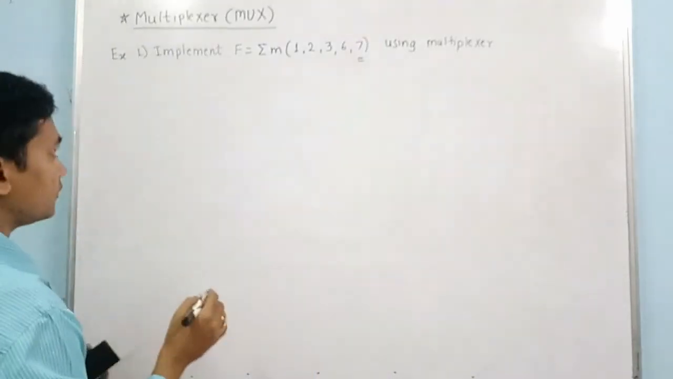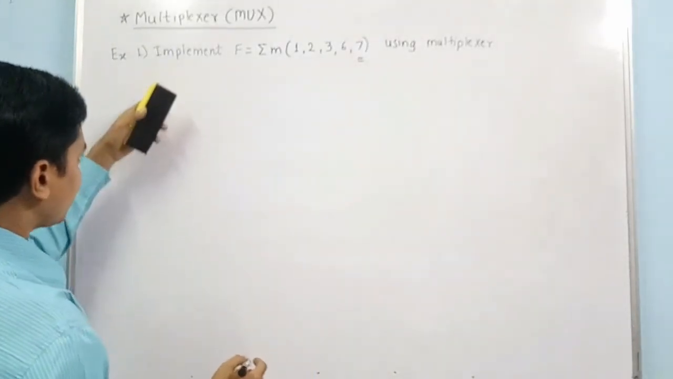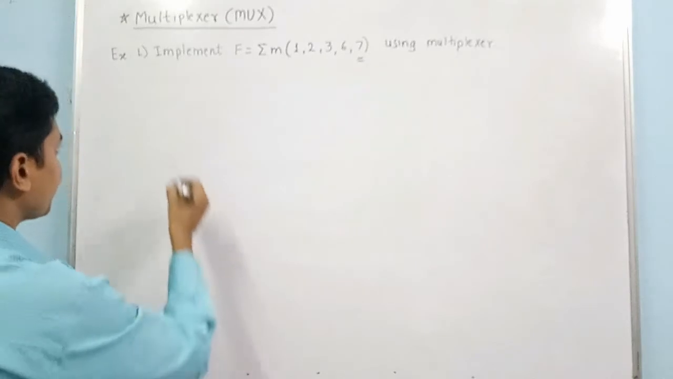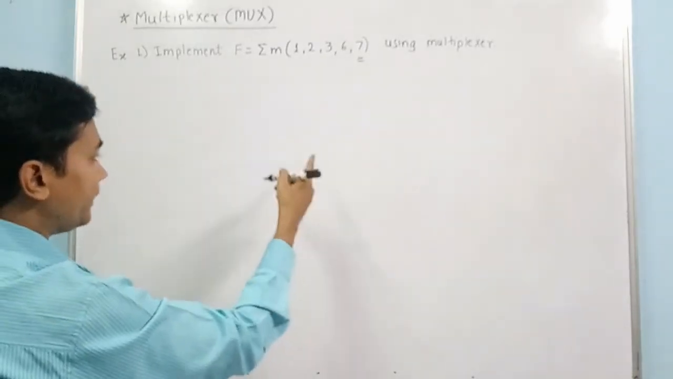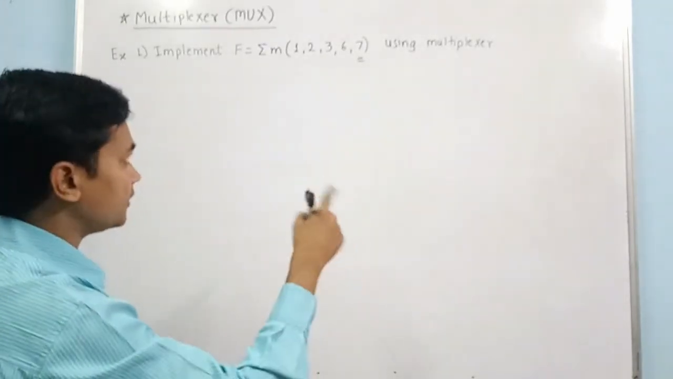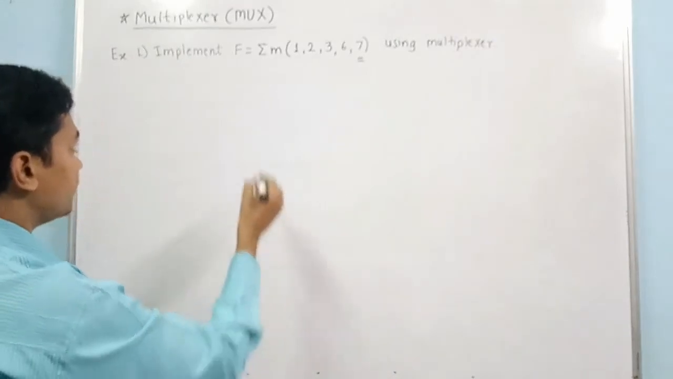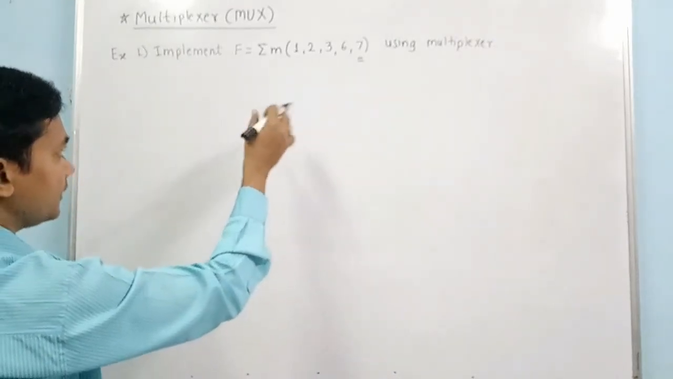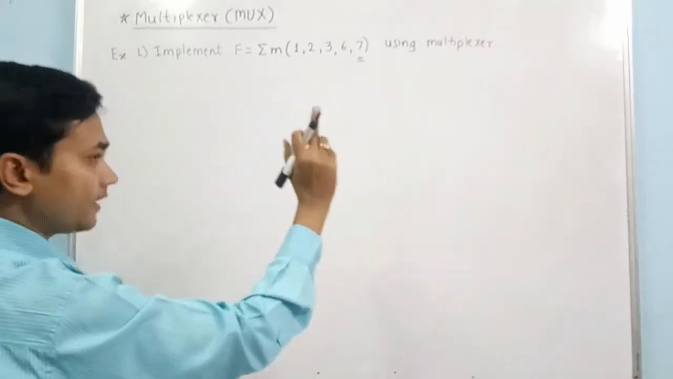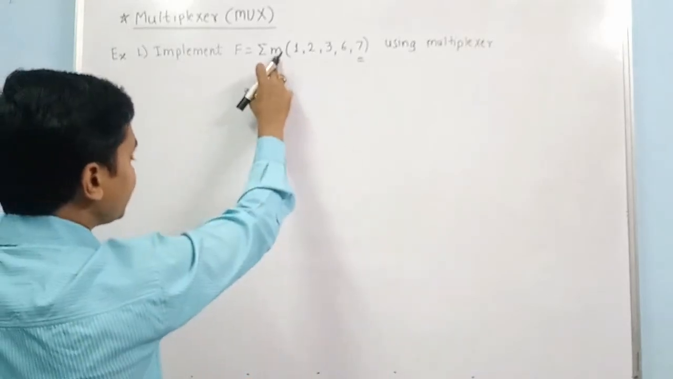So first of all, the process is we have to draw the truth table. Okay, so from the truth table we can implement the further logic combinational circuit. So 1 2 3 6 7, these combinations should have one output. Okay, because the min terms are given.